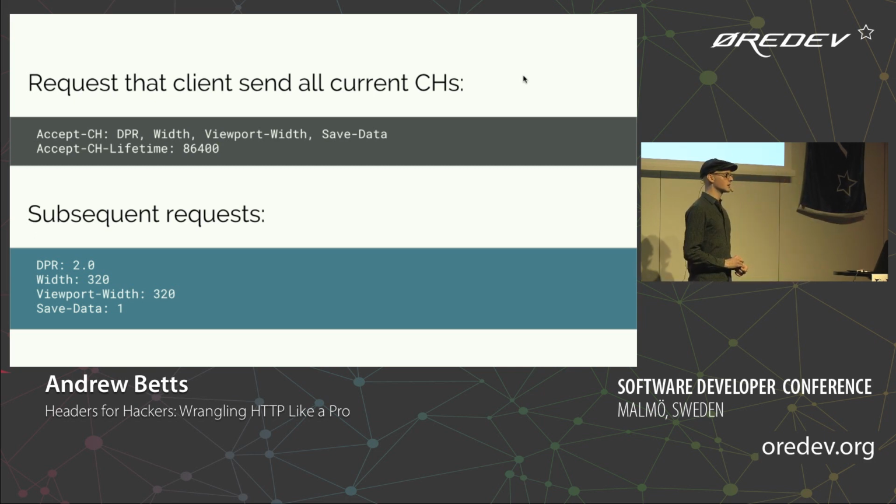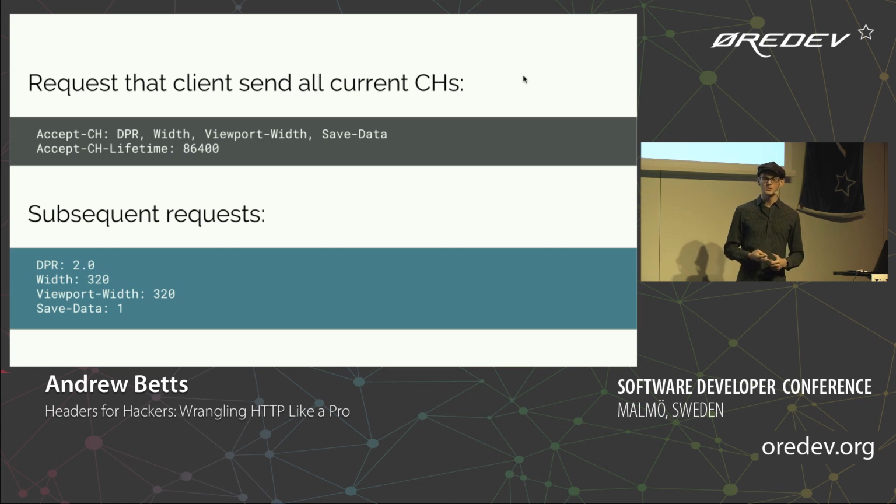Now, the currently standardized client hints include the device pixel ratio of the primary display, or the display on which the browser is currently in focus, the width of the screen, and the width of the viewport. And also a Boolean telling you whether the user has enabled data saving mode in their browser. We can also send a lifetime header that tells the browser how long we want to receive that information for without having to continually re-request it. So on subsequent requests, after we've emitted these headers, the browser will then send us the information we've asked for: the width of the screen, the viewport width, the device pixel ratio, and whether save data is enabled.